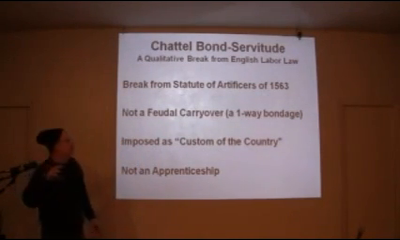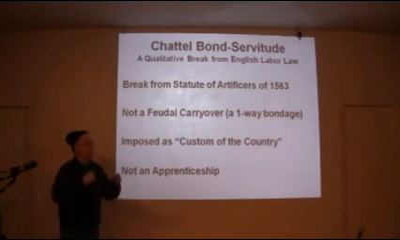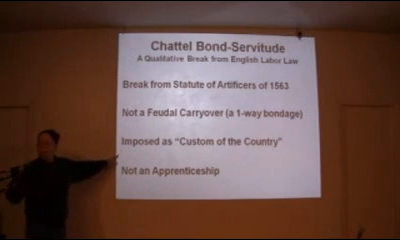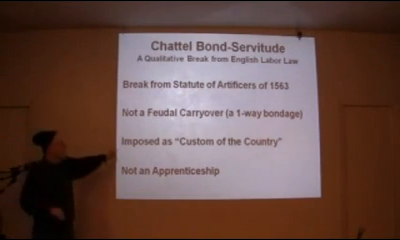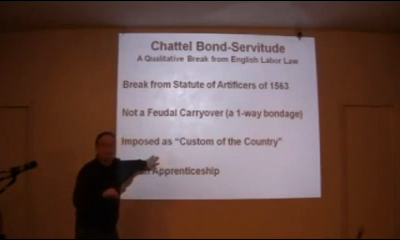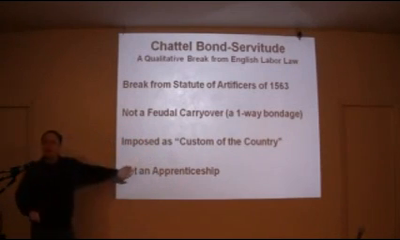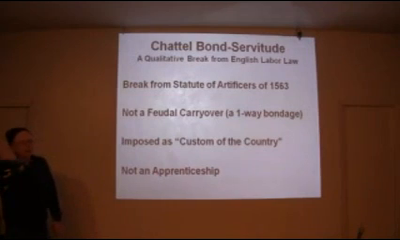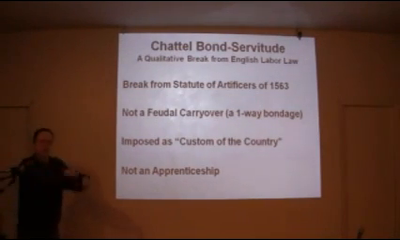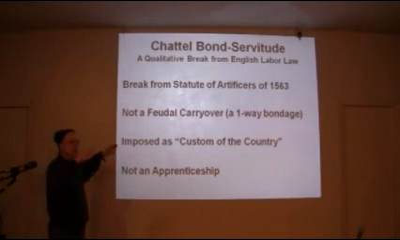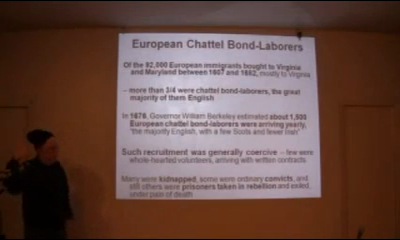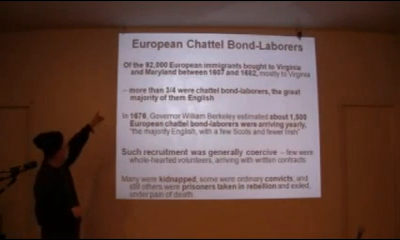Under feudalism, there's a two-way bondage. The serf and the lord each had obligations together. Here it's a one-way bondage. You got no say. You can be bought and sold. It's being imposed as custom of the country. That's the phrase in the records. These aren't indentures. These aren't people willingly signing in London, put me in bond servitude. And it's being imposed in Virginia. And it's not apprenticeship, which are some of the rationales that historians have used.